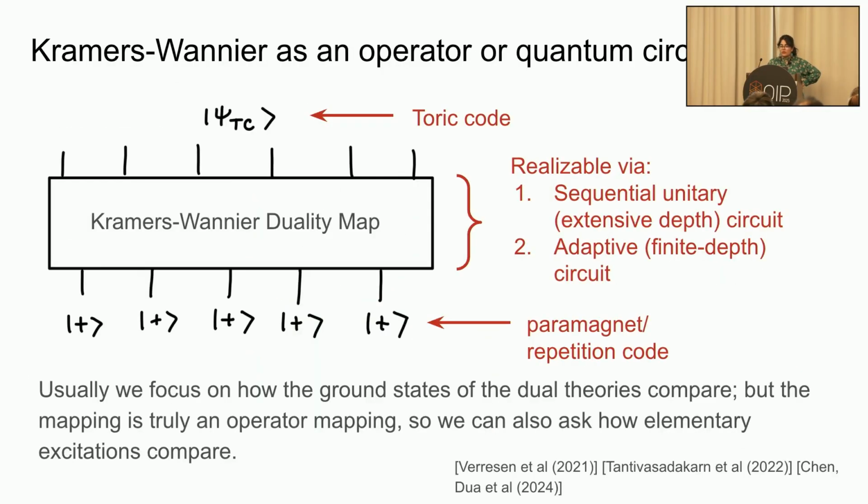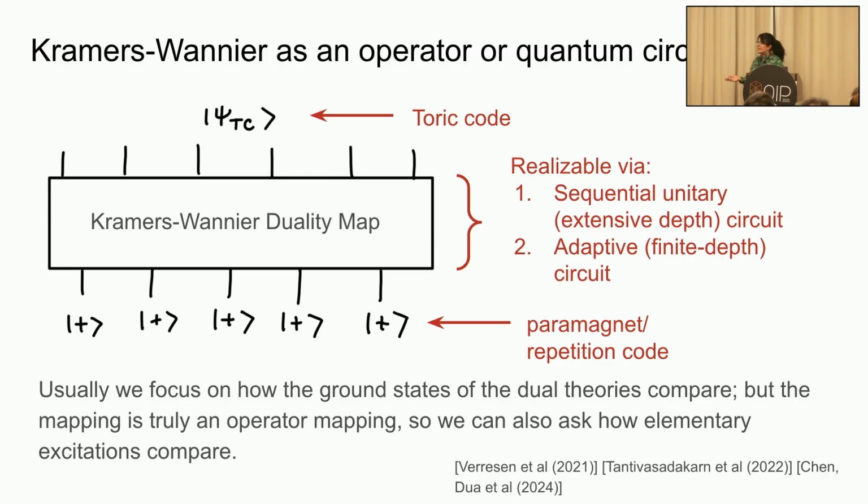So yeah, I can think of this duality in very concrete terms as an operation that I can do to my physical degrees of freedom. I can think of it as some matrix product operator if I wanted to. And in particular, I can realize this maybe through some sequential unitary circuit, which will have to be linear depth because, again, I'm going from short range to long range entangled. Or I can do this in finite depth using some adaptive circuits, so some measurements and feedback.